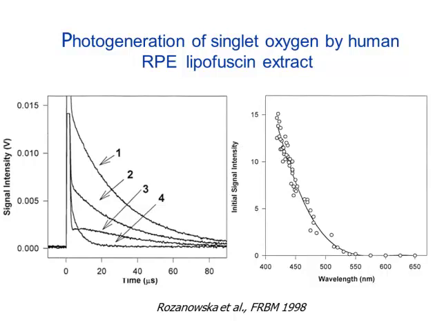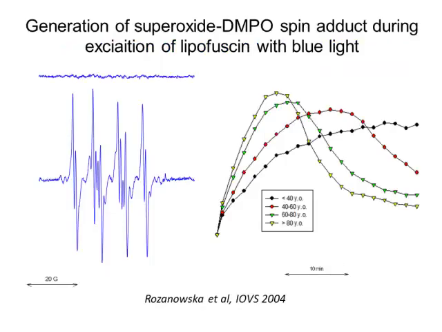You can see that obviously the photoreactivity here, shown as the formation of singlet oxygen, very strongly depends on wavelength and, of course, increases significantly in the blue part of the spectrum, which is consistent with this idea that blue, short wavelength visible light could contribute to this degeneration of retinal pigment epithelium.